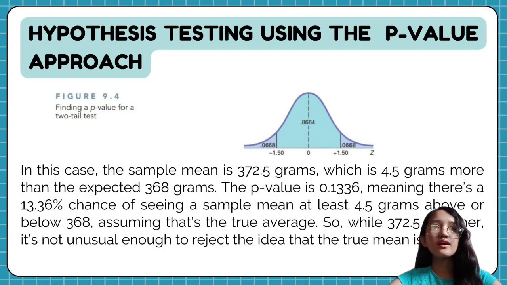In this situation, the average from your sample is 372.5 grams, which is 4.5 grams more than what you expected, the 368 grams. At first, that might seem like a big difference, but when you calculate the p-value, you get 0.1336, which means there's a 13.36% chance of getting a result this far above or below 368 grams, if 368 is really the true average. In simpler terms, yes, 372.5 is a bit higher than 368, but it's not rare or surprising enough to confidently say that something is wrong. That's why you don't reject the idea that the true average is still 368 grams. It's still a reasonable possibility.